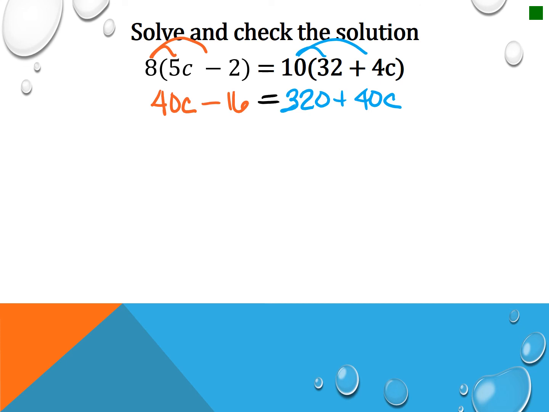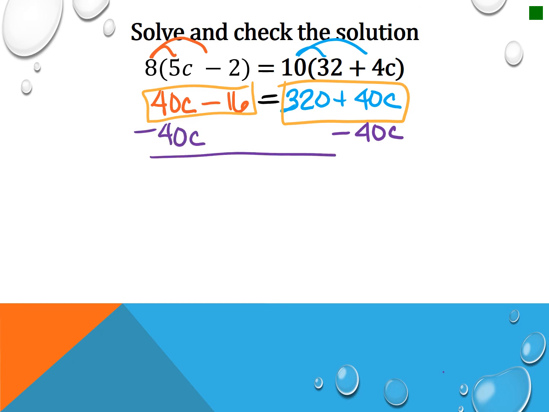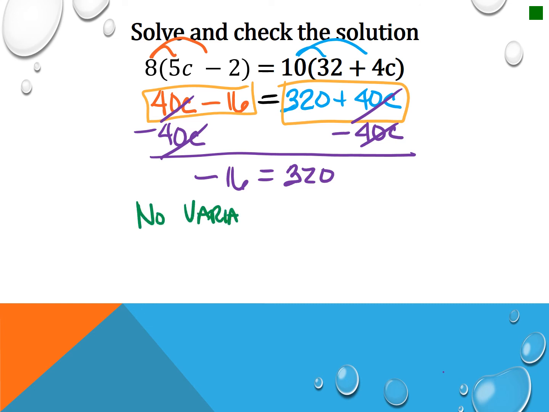So now I'm down to the left-hand side, just has a minus sign. The right-hand side has a minus sign. So I'm going to move the 40c from the left to the right. I'm going to subtract 40c. Uh-oh. Look what happens. I get negative 16 equals 320. So there is no variable left.